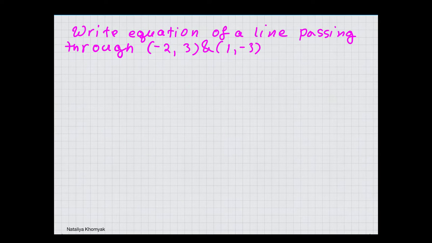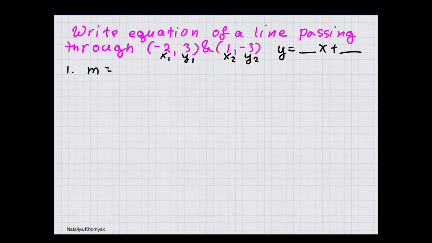Here we go. Write equation of a line passing through -2, 3 and 1, -3. And our solution will look like y equals slope x plus b. Now this is x1, y1, x2, y2. First thing we want to do is calculate slope.